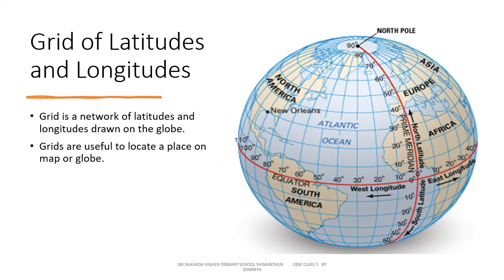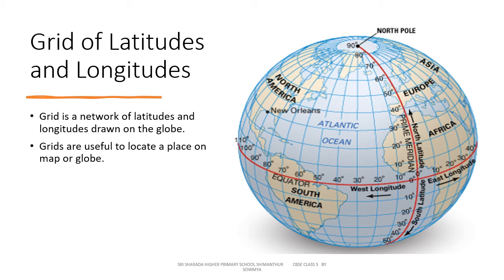Grid of latitudes and longitudes. A grid is a network of latitudes and longitudes drawn on the globe. Grids are useful to locate a place on a map or globe. For example, if we know the latitude and the longitude of Mumbai, we can find the location of Mumbai on the map.